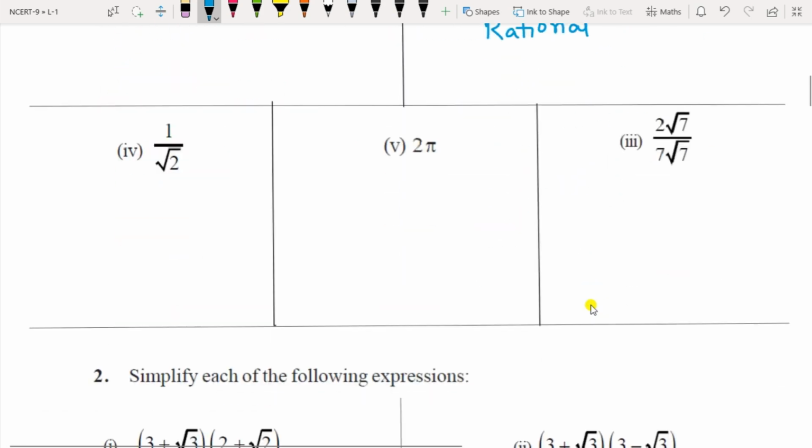Then comes 1 upon root 2. Root 2 is an irrational number, so the whole number becomes irrational. Next, 2 into pi. Pi is an irrational number, so multiplying it with a rational number also gives an irrational number.